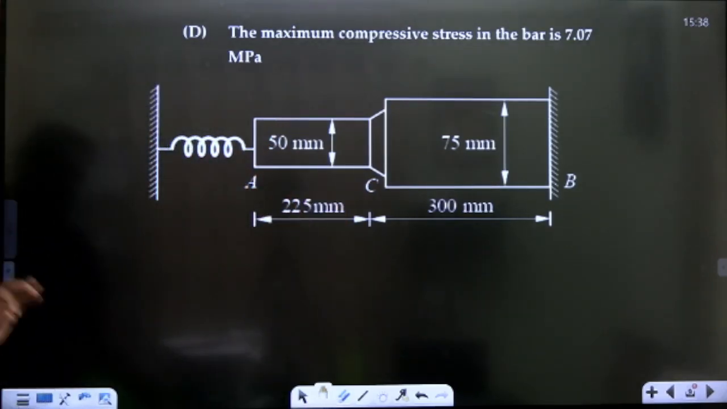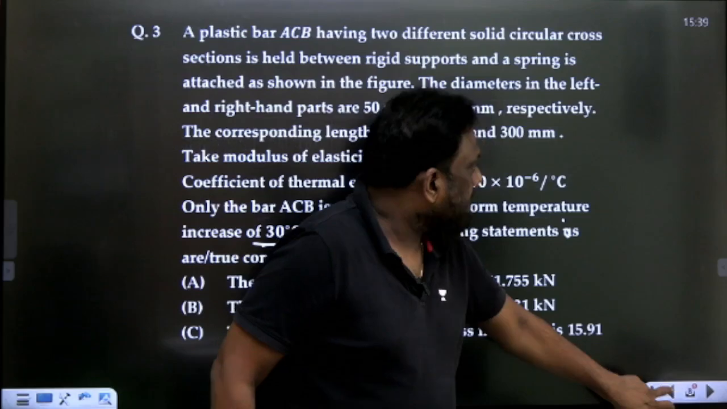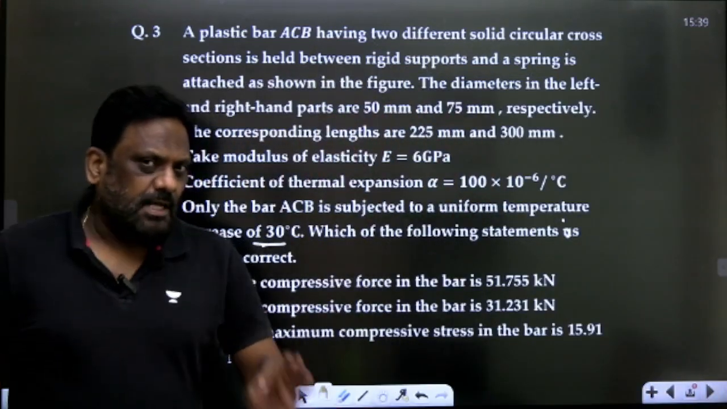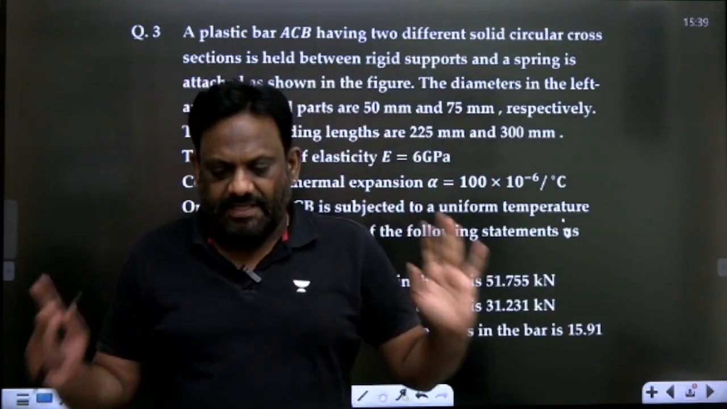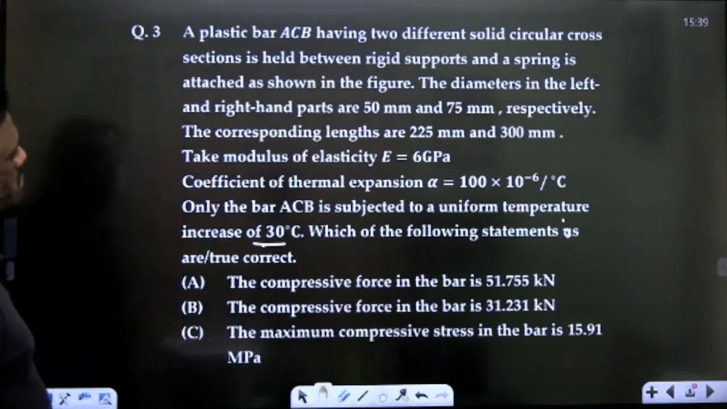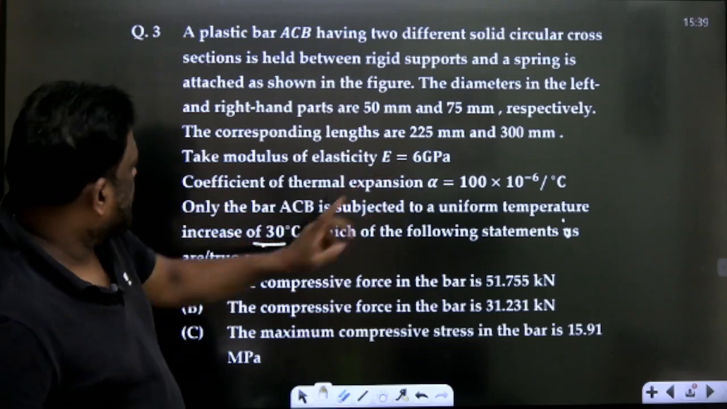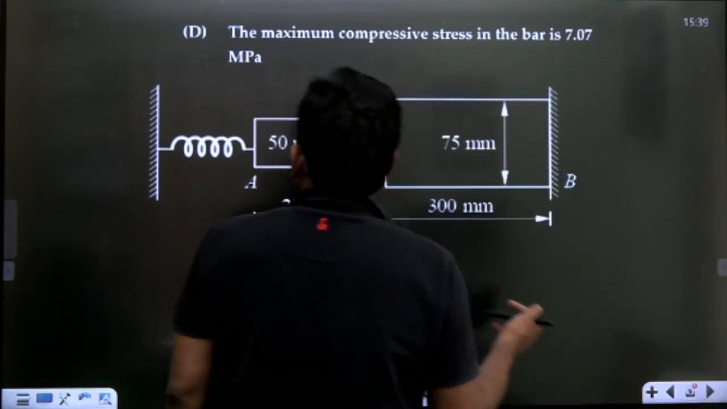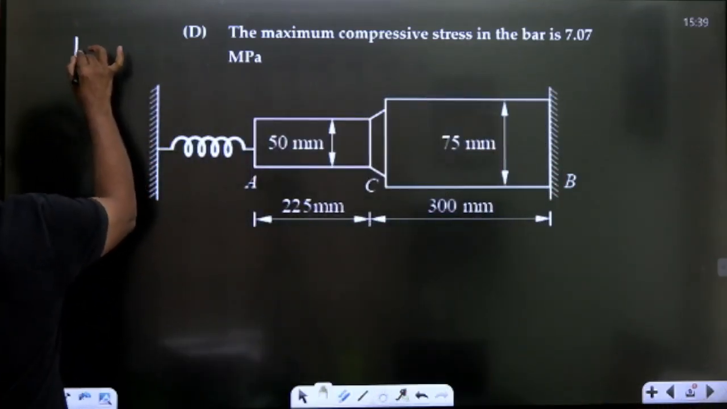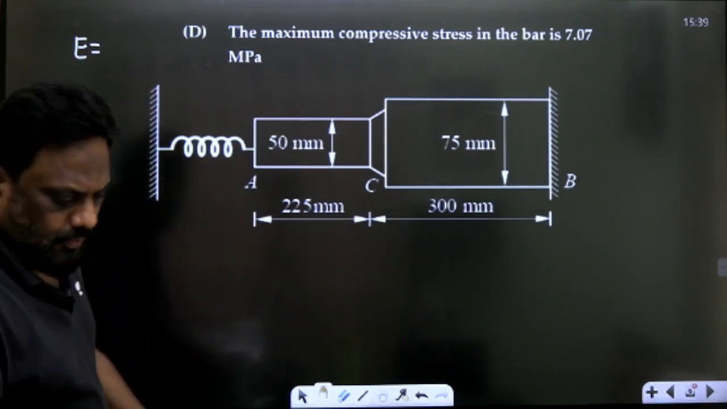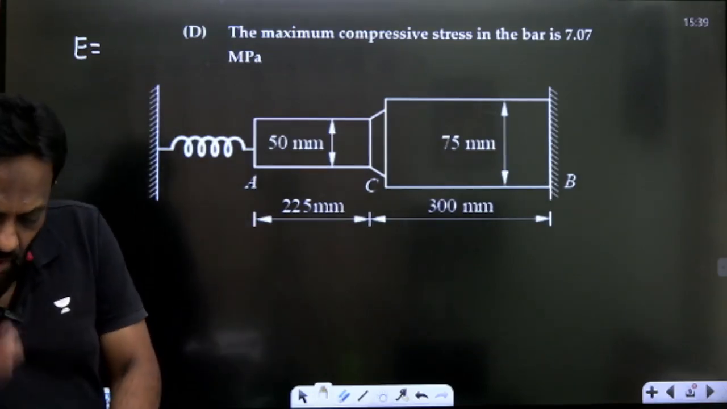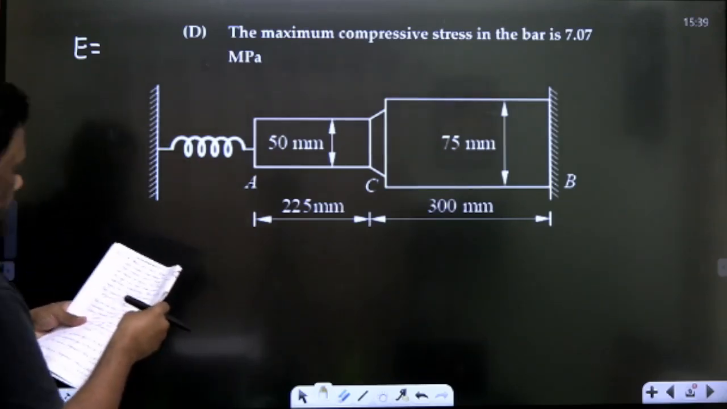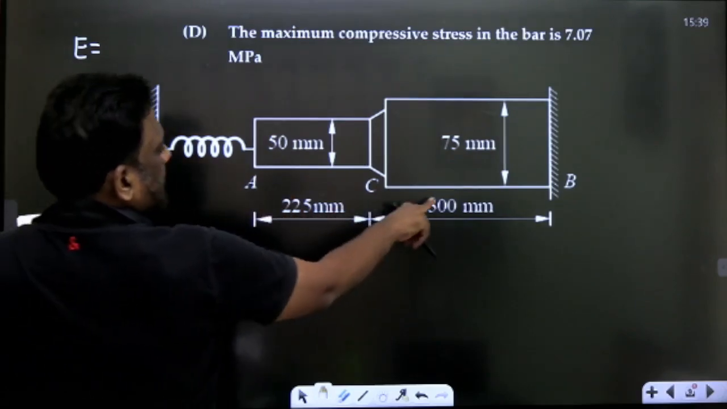How do we do this? It is a must-do question. First, always remember in thermal stresses, the most important part is the compatibility equation. Let me note down the data. E is given as 6 and alpha is 100 into 10 power minus 6. So, ACB, and this length is 225, this length is 300.